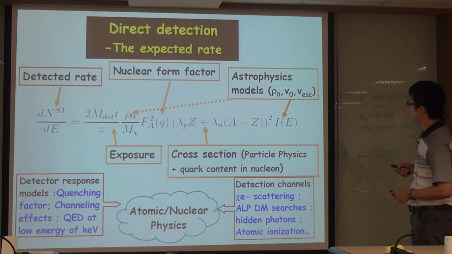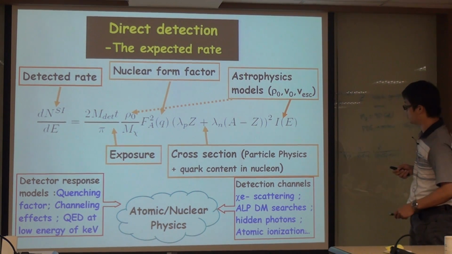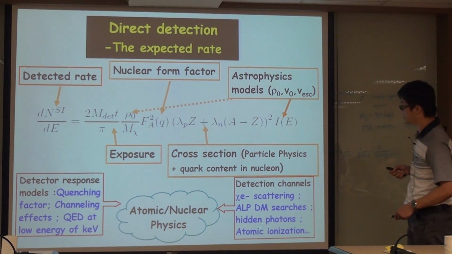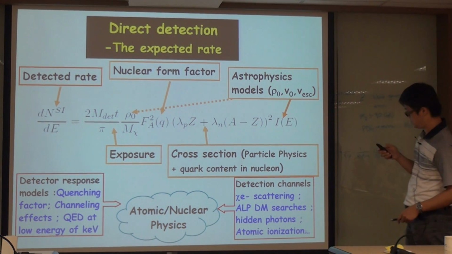There are also detection channels related to this topic: WIMP-electron scattering, axion-like particle dark matter, or hidden photons, which involve detection channels such as atomic ionizations or new detection channels that have not been observed.